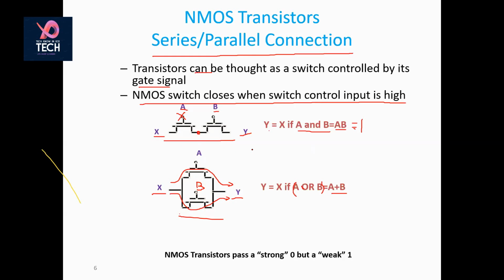Now the one problem with NMOS is it passes a strong 0 but a weak 1. So in the coming slides, I will discuss this particular point: what do you mean by strong 0 and what do you mean by weak 1?